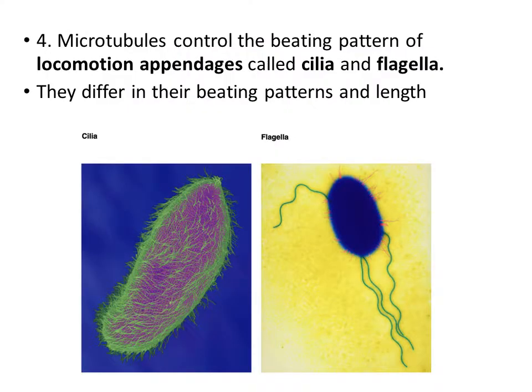The fourth thing microtubules will do is help cells move, or help cells feed. So microtubules control the beating pattern of locomotion appendages called cilia and flagella. They differ in their beating pattern and their lengths. The flagella is typically long and the cilia is typically short, and they have a different beating pattern, but both of these are made of microtubules.